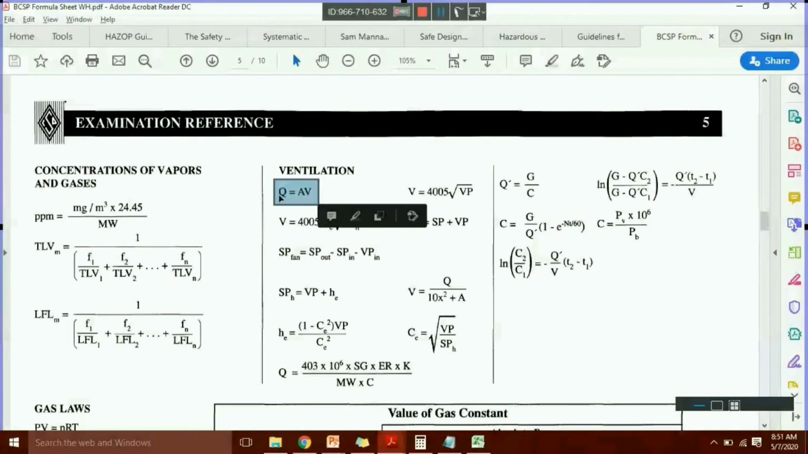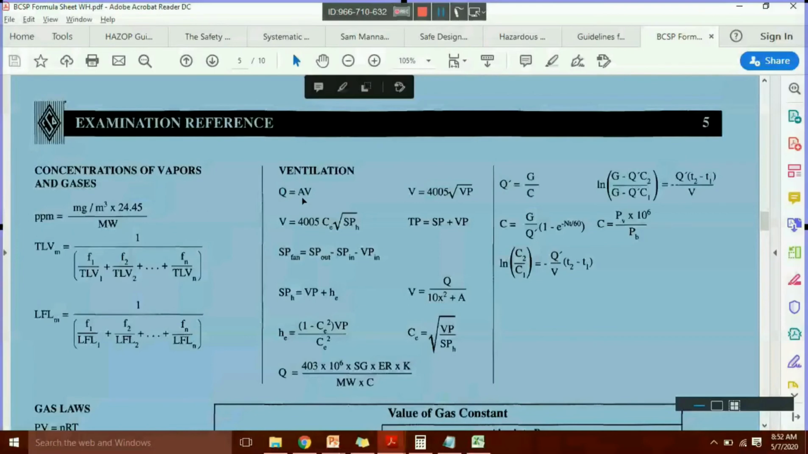What is Q? Flow. Volume of air. In a simple way you can say flow rate. The unit of Q is cubic feet per minute. How many cubic feet of air is passed per minute? Can you repeat it? Cubic feet per minute. In simple terms, it is called CFM.